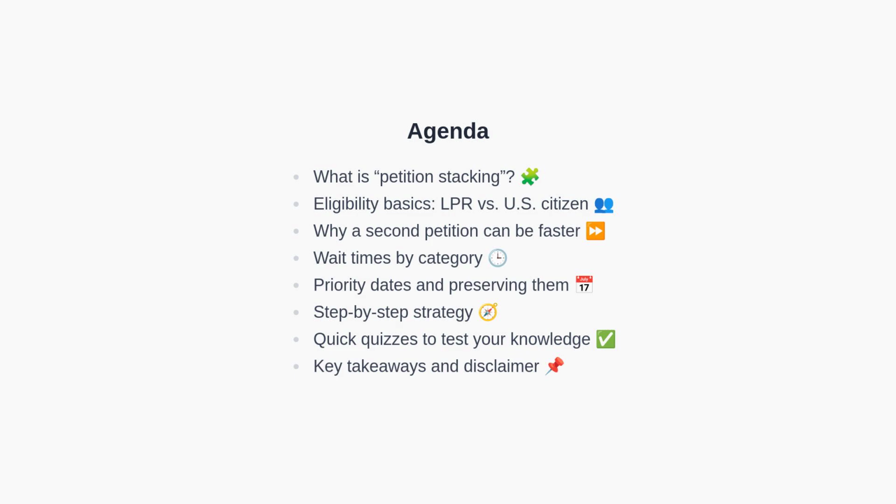Here's the roadmap for our session. First, we'll define petition stacking. Second, we'll cover eligibility differences between lawful permanent residents and U.S. citizens. Third, we'll explain how a second petition can create a faster path. Afterward, we'll look at wait times across categories and discuss priority dates. Then, we'll walk through a step-by-step strategy, answer quizzes to reinforce learning, and finally wrap up with key takeaways and an important disclaimer. Let's move on to the core concept.